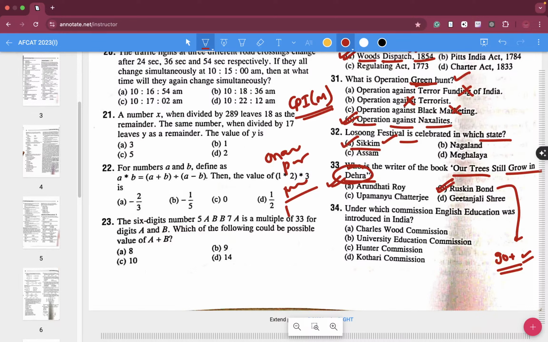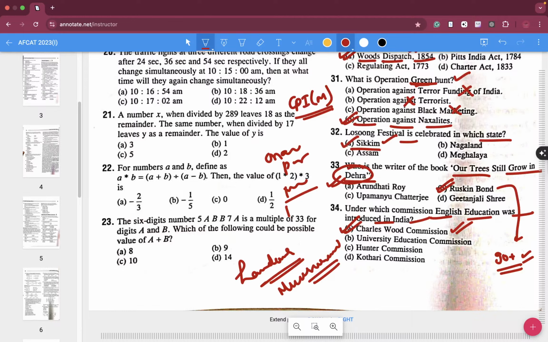I once had a book signed by him, and I've also written a letter to him. And he lives in Landour in Mussoorie, M-U-S-S-O-O-R-I. Check this spelling. Under which commission was English education introduced in India? The Charles Wood Commission, right?